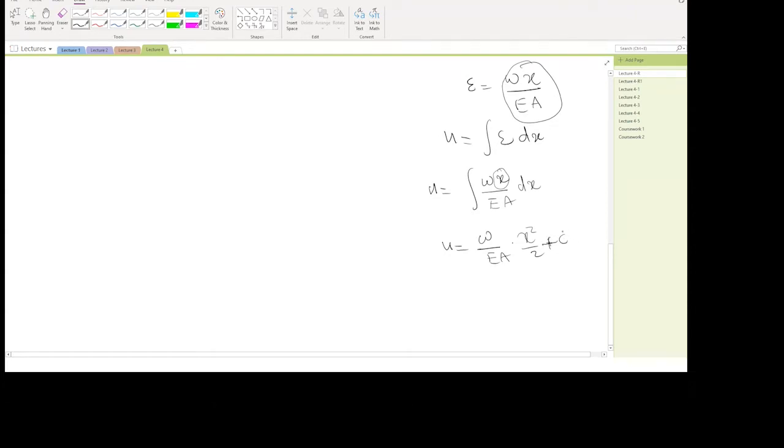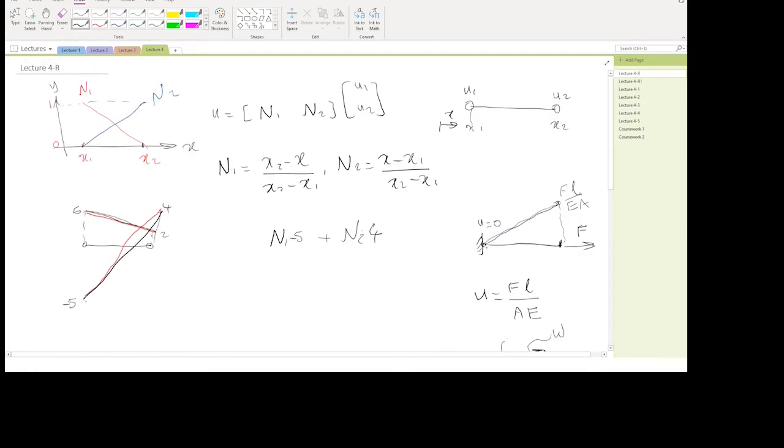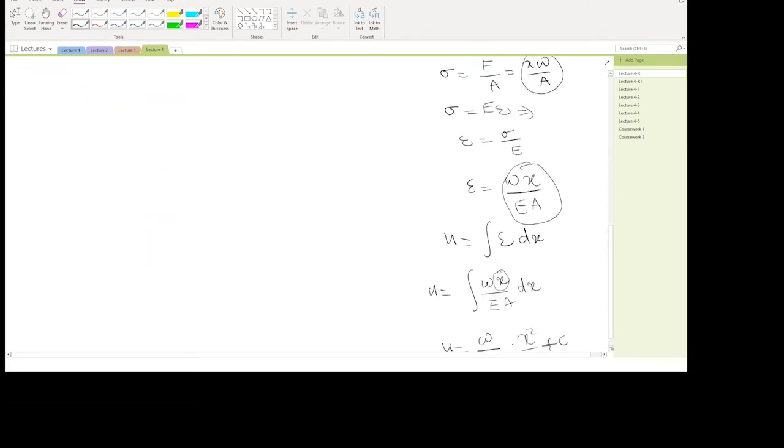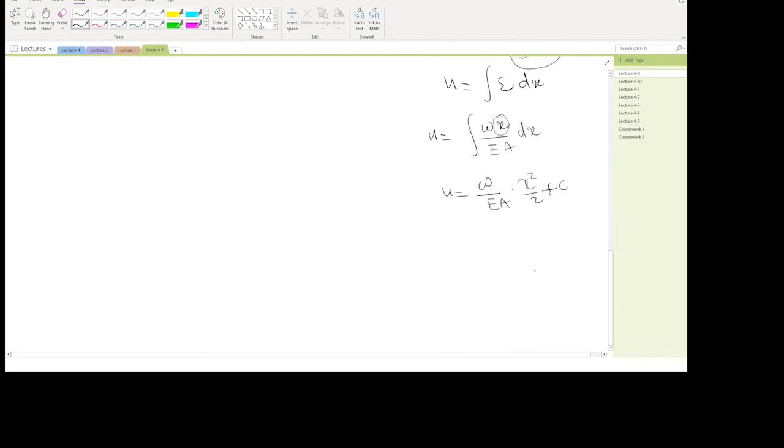Now this c would be defined based on the boundary conditions or based on the displacement that you know. If you look into the problem here, you know for certain that at the support, the displacement is equal to 0. So you just substitute that into your equation, and then you'd be able to find the exact equation for the displacement.